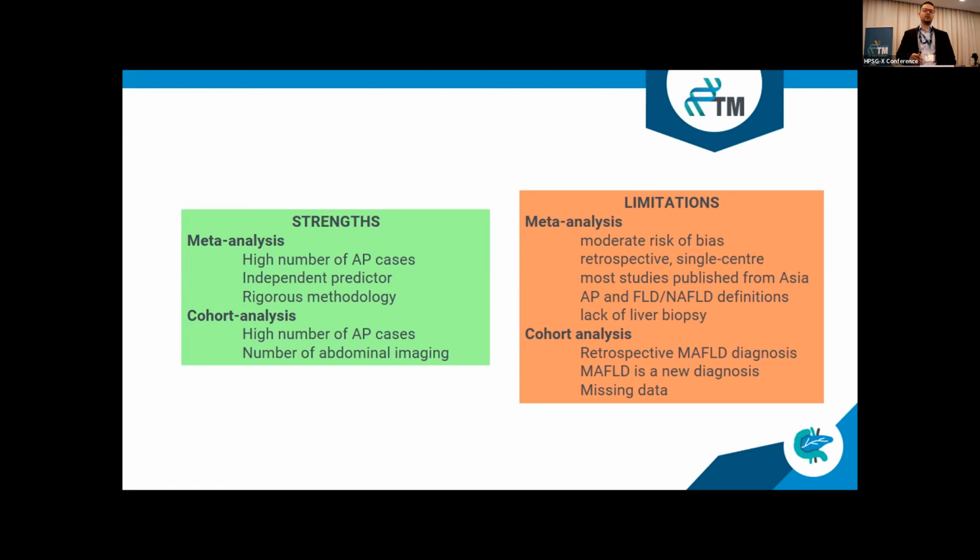But of course, we are aware of our limitations as well. We found moderate risk of bias for the meta-analysis. We also included abstracts and papers in Chinese language. All the papers were retrospective single center publications. The problem with most of the papers being published from an Asian population is that it is hard to generalize the conclusion. And if we look at the definitions of acute pancreatitis and fatty liver disease, there were differences.